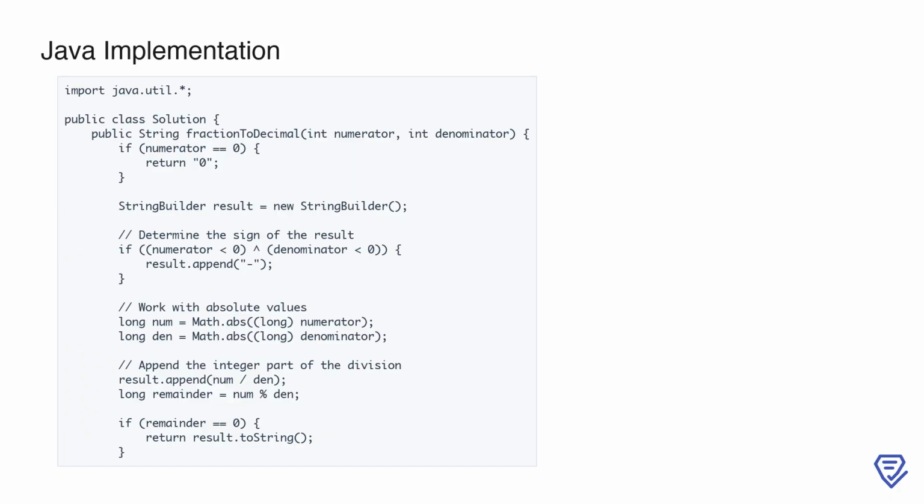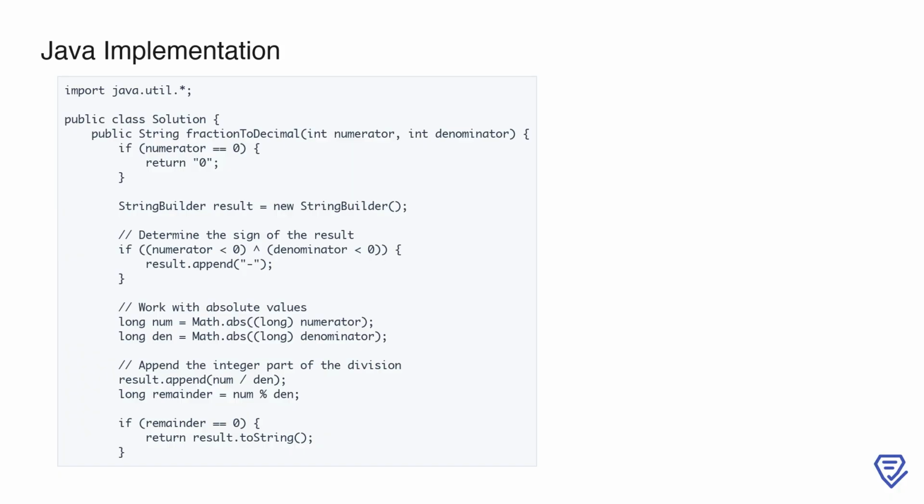If they do, we append a negative sign to the result. After that, we convert both the numerator and denominator to their absolute values. This ensures that we work with positive numbers for the rest of the calculations. The integer part of the division is calculated by performing integer division of the numerator by the denominator, and this value is appended to the result. Finally, we compute the remainder of the division.